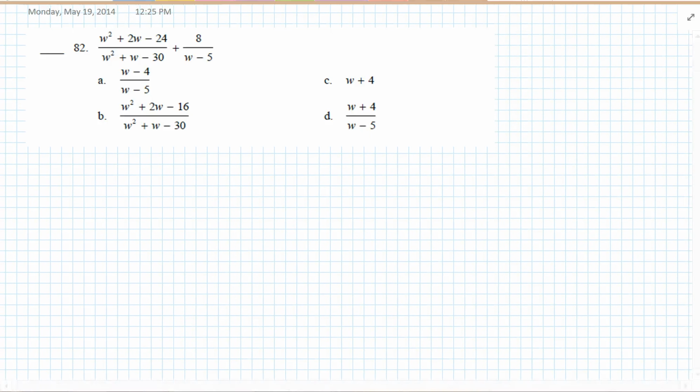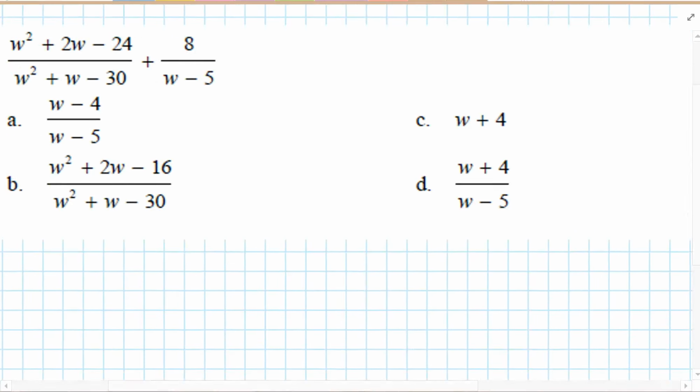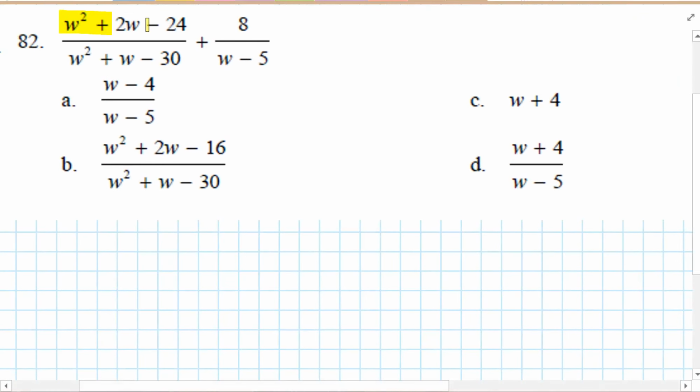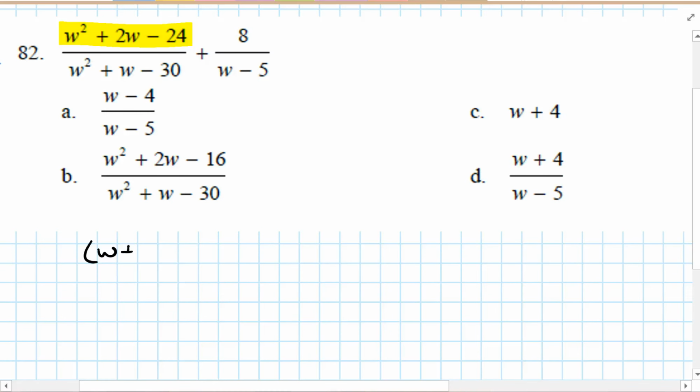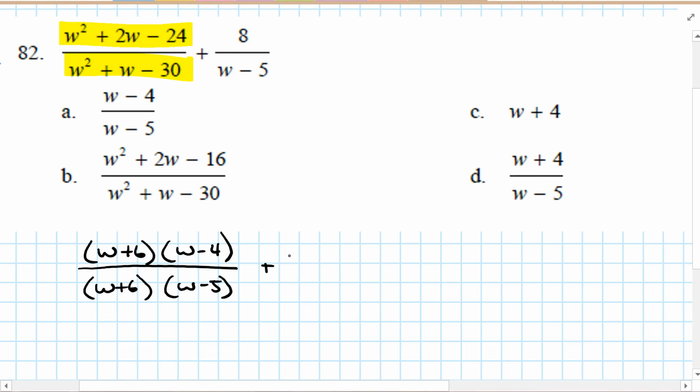82. (w² + 2w - 24)/(w² + w - 30) + 8/(w - 5). Okay, let's see if we can speed this up. For the first numerator, we need two numbers with a product of negative 24 and a sum of 2. That'd be 6 and negative 4. So we can rewrite that as (w + 6)(w - 4). The denominator, two numbers that have a product of negative 30 and a sum of 1. So that'd be (w + 6)(w - 5), plus 8/(w - 5).